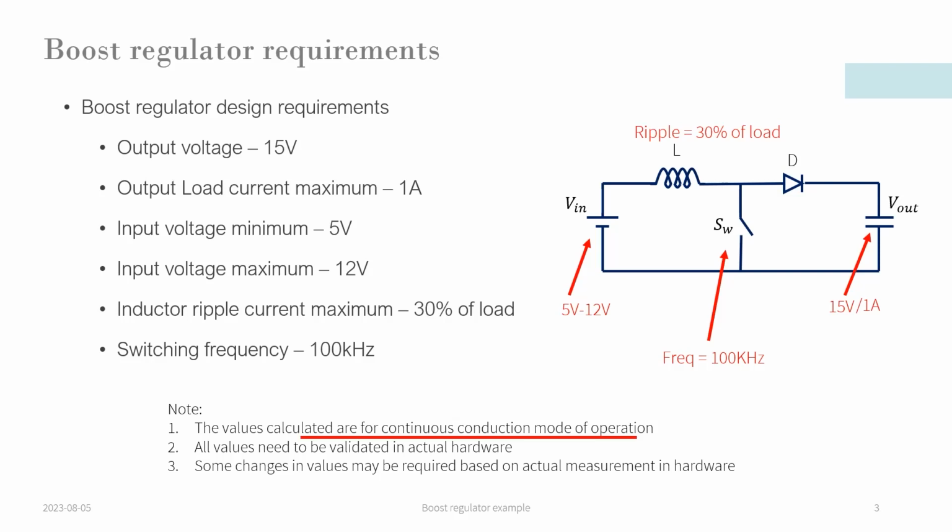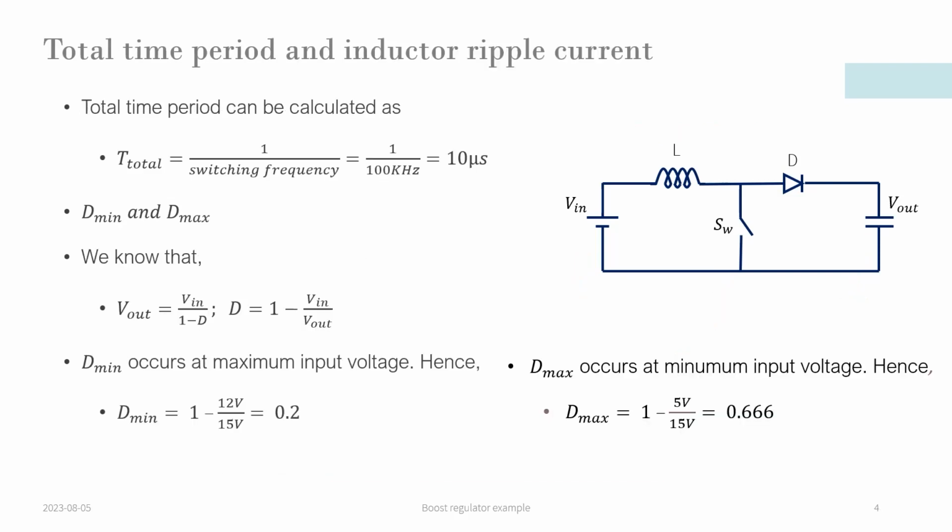It is to be noted that we are dealing with continuous conduction mode of operation. Since the values are theoretical, they give a starting point. However, they need to be validated in actual hardware. Based on these actual hardware measurements, some changes may be required in the design. We know that time is inverse of frequency. Hence, total time period is given as 1 by switching frequency, that is equal to 10 microseconds.